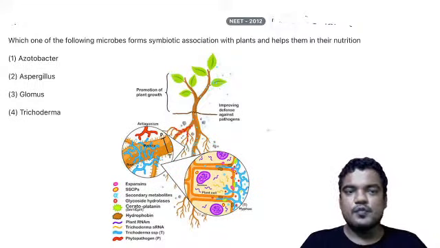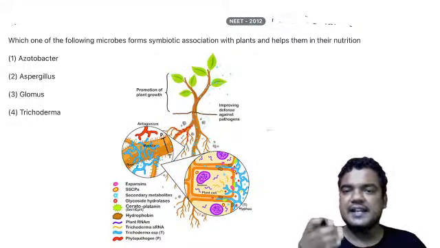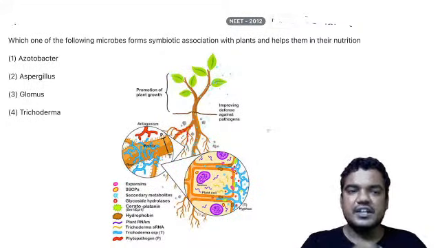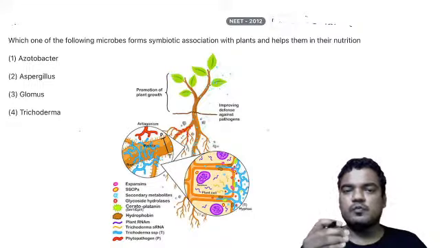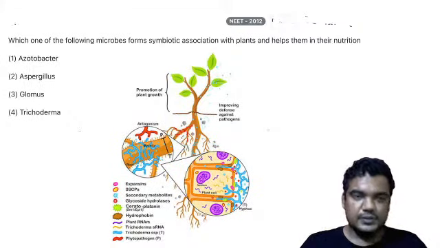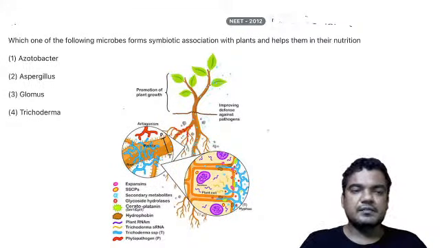Now let us move to the second question. Which one of the following microbes forms a symbiotic association with plants and helps them in their nutrition? Here they have given four microbes. Which microbe forms a symbiotic association with the plant and helps in its nutrition? The first one they have given is Azotobacter, the second Aspergillus, the third Glomus, and the fourth Trichoderma.